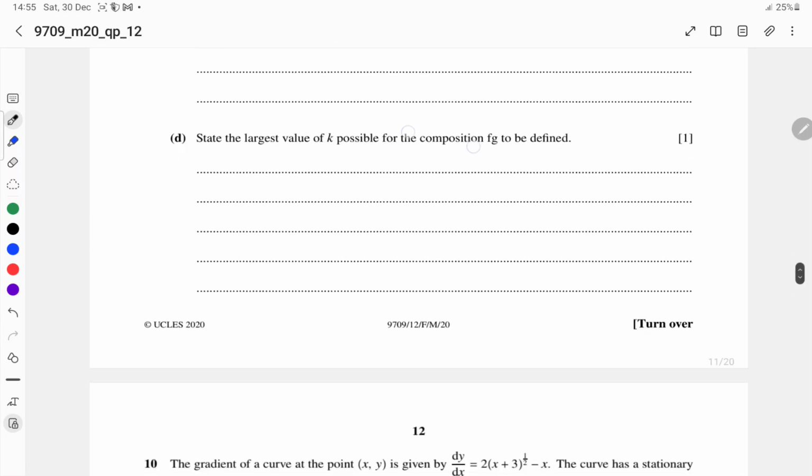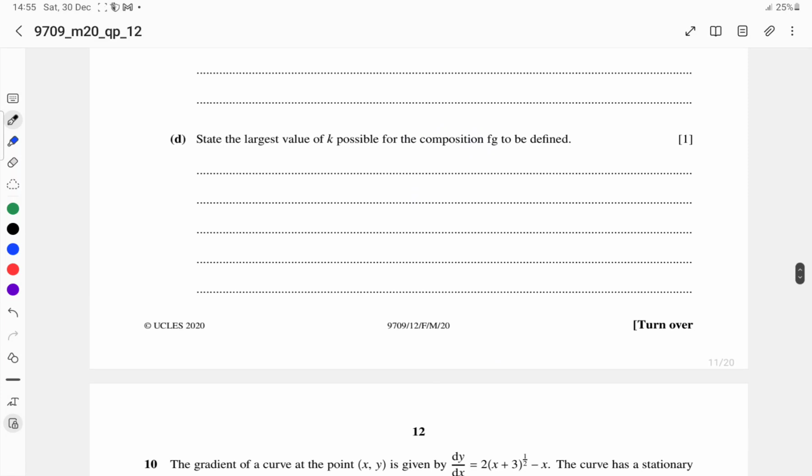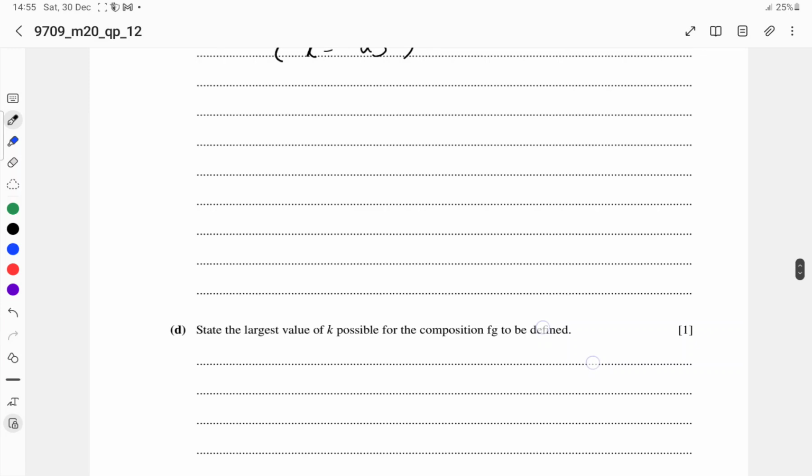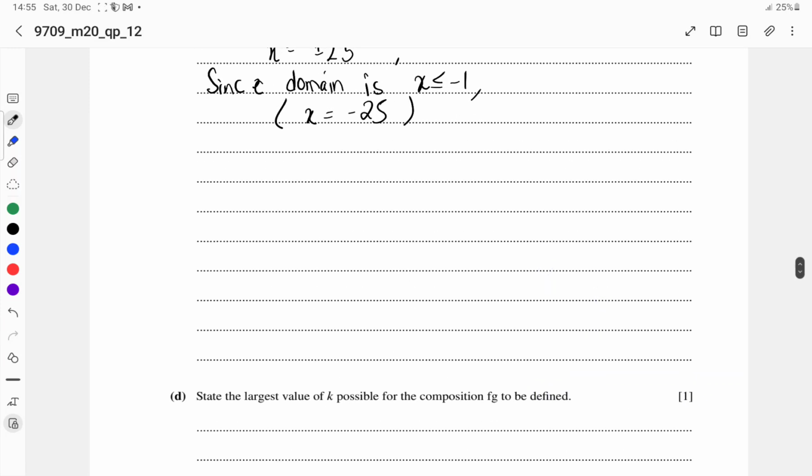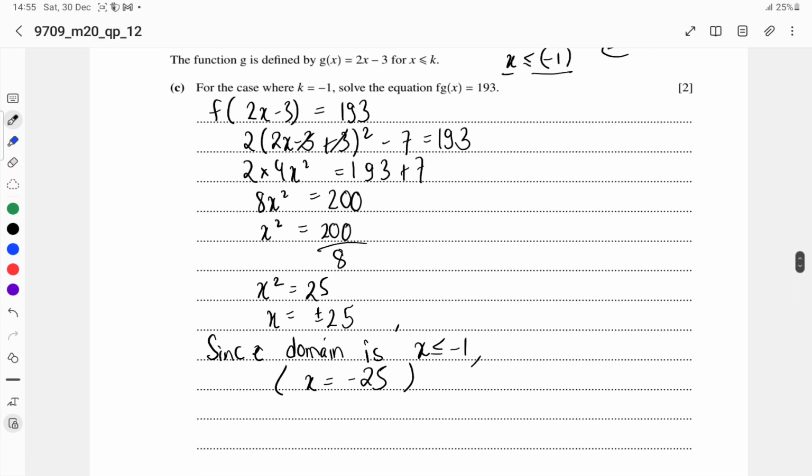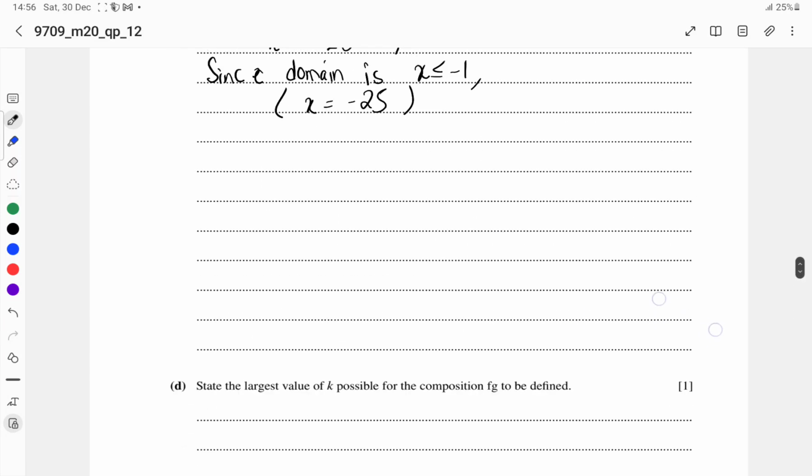This is very important. Then we have to state the largest value of k possible for the composite function fg to be formed, right? Since this is a quadratic function, we need the largest value of k possible for the composite function fg to be defined. The function fg is going to be 8x square minus 7, right? And this function needs to be one-to-one. Yeah, because of this reason it's 1 mark.